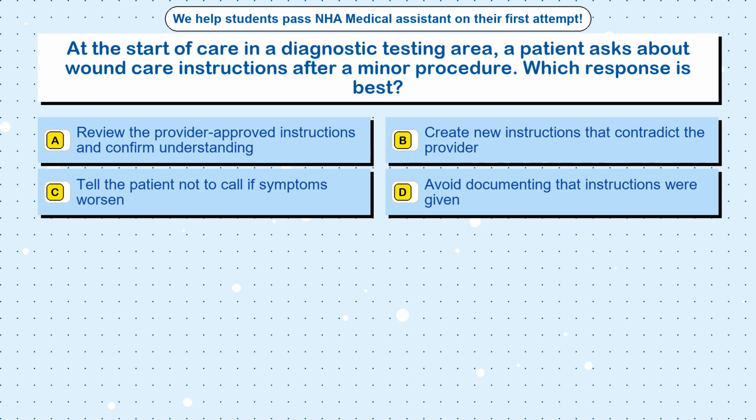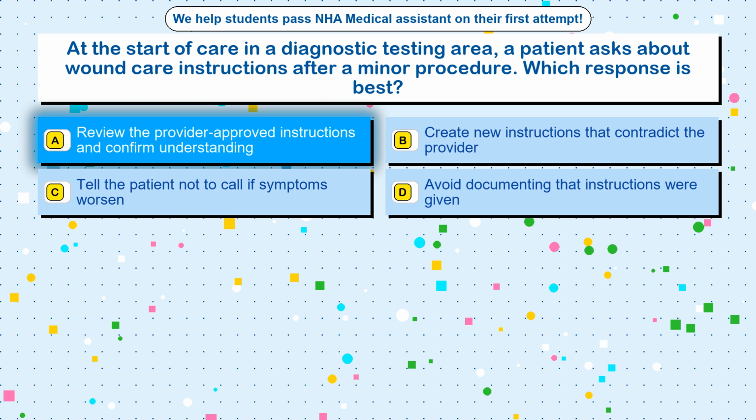Question 82. At the start of care in a diagnostic testing area, a patient asks about wound care instructions after a minor procedure. Which response is best? Option A. Review the provider-approved instructions and confirm understanding. Option B. Create new instructions that contradict the provider. Option C. Tell the patient not to call if symptoms worsen. Option D. Avoid documenting that instructions were given.